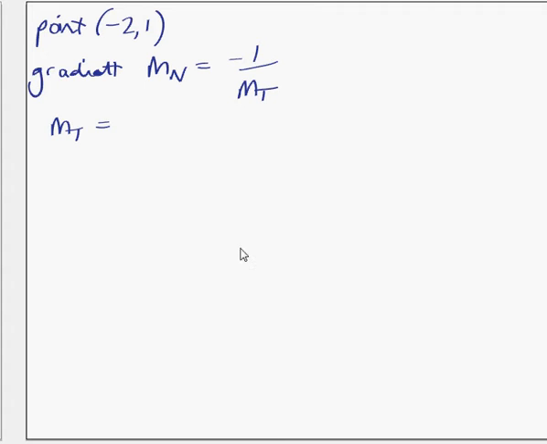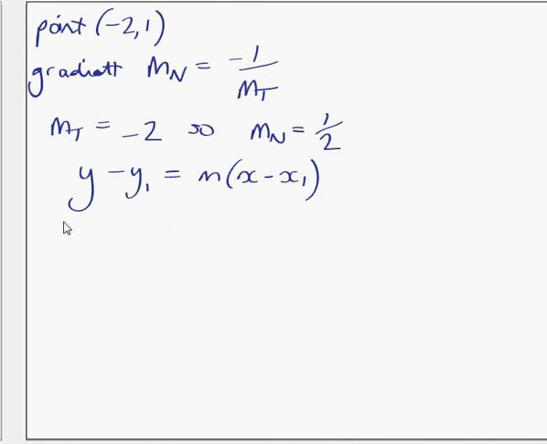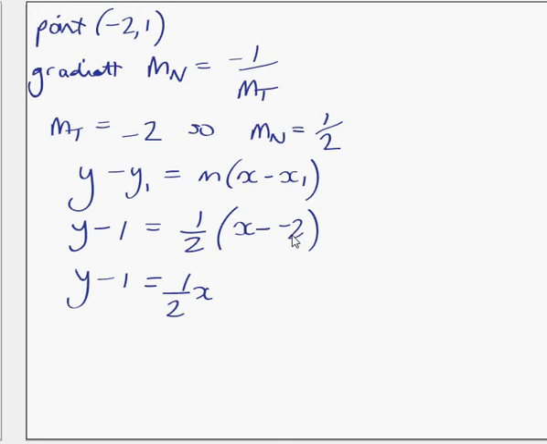Point gradient formula again. This time using our new gradient of a half. Always take care of this negative. The minus becomes a plus. So 2 times a half, which is the same as a half of 2, which is just 1. Here we have +1 plus another one, it's +2. This is the equation of the normal.